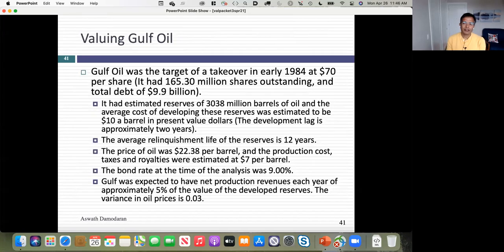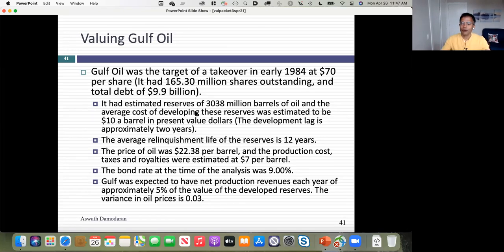So let's take a company and see how we could make this play out. The company I'm going to use is a company called Gulf Oil. It was actually the target of a takeover attempt in the early 1980s when oil companies were being targeted all over the world because they were cash cows and people thought they were cheap. And one reason Gulf Oil was targeted is because it had huge undeveloped reserves, 3.038 billion barrels of oil under the ground. At the time that they were targeted, it was estimated to cost about $10 a barrel to develop these reserves.